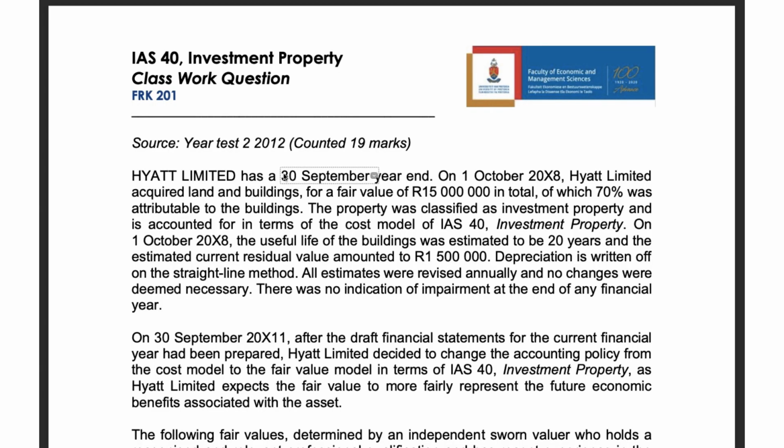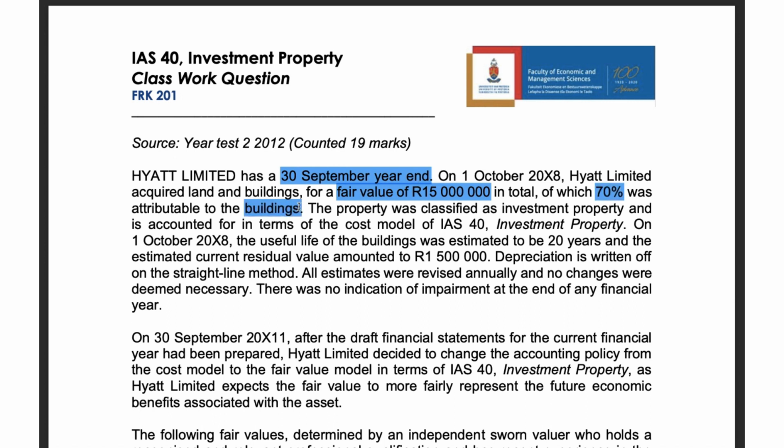The purpose of today's video is to go through the suggested solution for Hyatt Limited, which was provided as a classwork question under IAS 40. Hyatt Limited has a 30 September year end. On the 1st of October 2008, Hyatt Limited acquired land and buildings for a fair value of 15 million rand in total, of which 70% was attributable to the buildings.